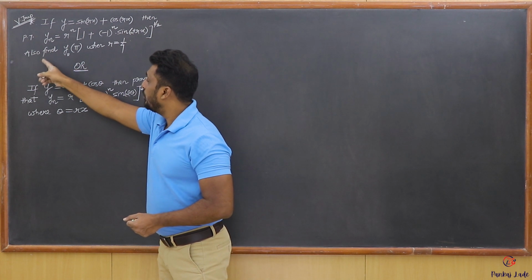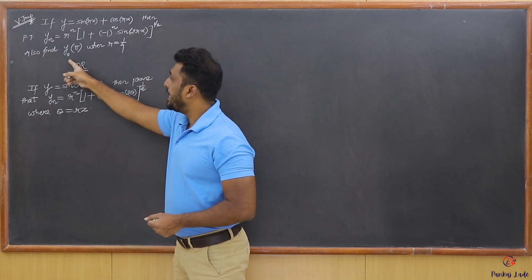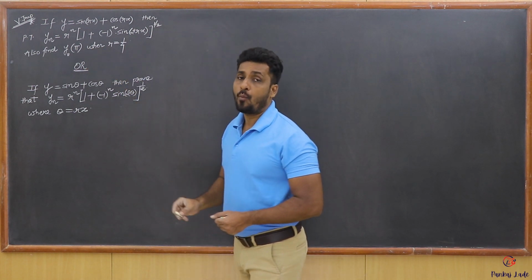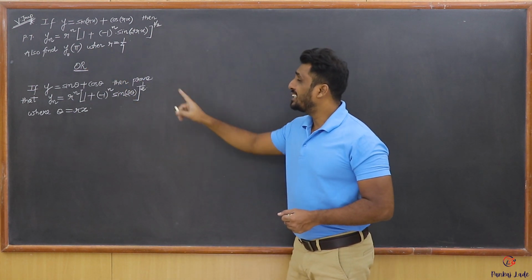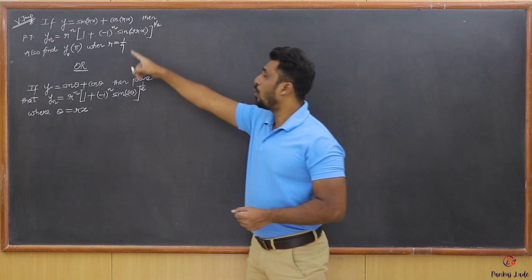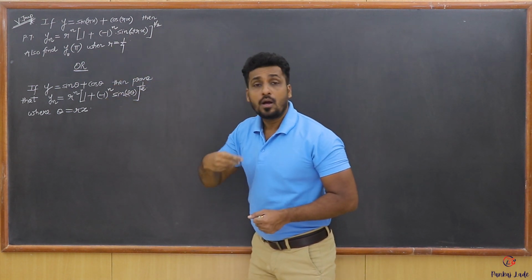And also he is asking to find the value of y8 when x is equal to pi and r is 1 upon 4. Now, the next question is an exact copy of this particular question. The only difference that you can observe in the two questions is the writing pattern.